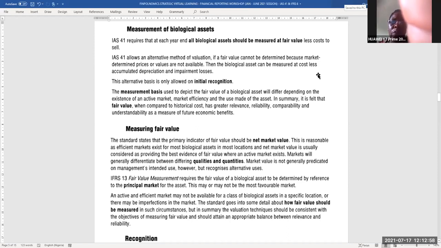IFRS 13, fair value measurement, requires that the fair value of a biological asset be determined by reference to the principal market for the assets. This may or may not be the most favorable market. An active and efficient market may not be available for a class of biological assets in a specific location, or there may be imperfections in the market. The standard goes into some detail about how fair value should be measured in such circumstances. But in summary, the valuation techniques should be consistent with the objectives of measuring fair value and should attain an appropriate balance between relevance and reliability.